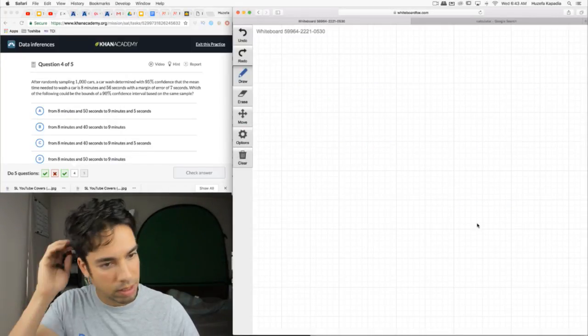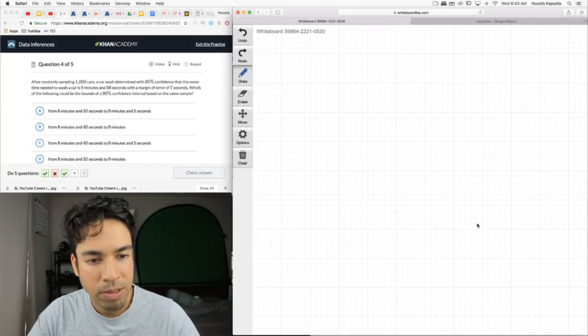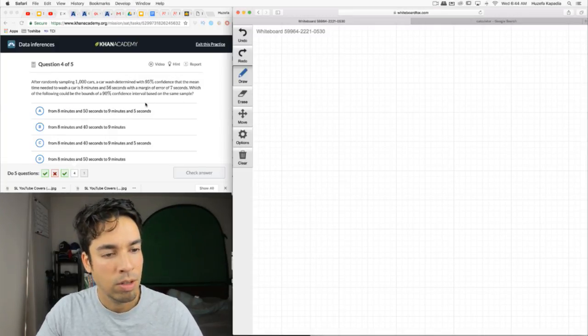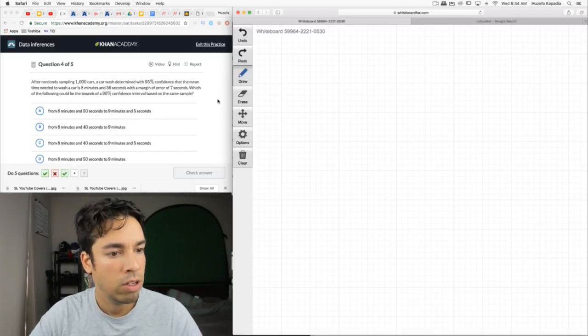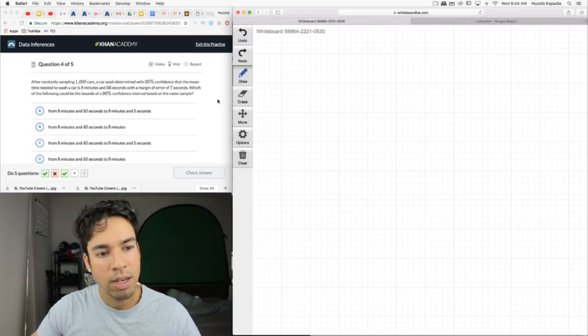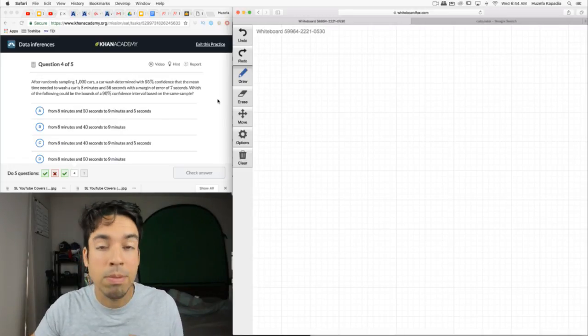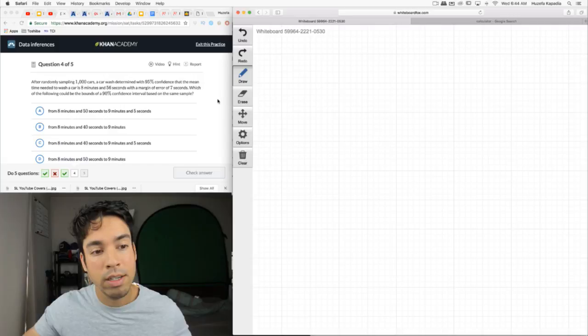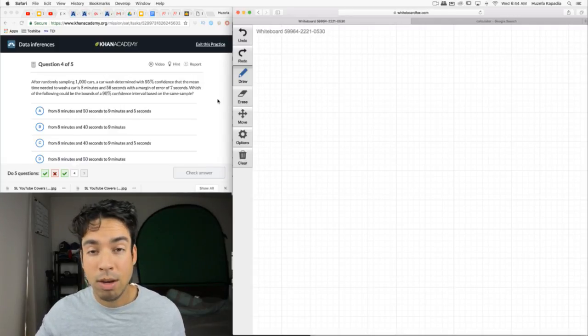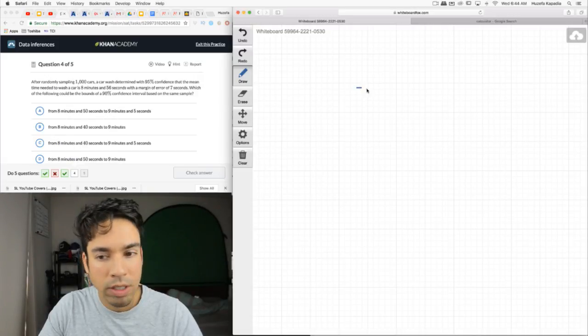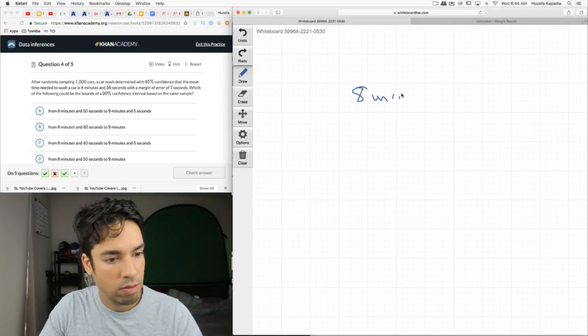After randomly sampling 1,000 cars, a car wash determined with 95% confidence that the mean time needed to wash a car is 8 minutes and 56 seconds with a margin of error of 7 seconds. Which of the following could be the bounds of a 90% confidence interval based on the same sample? So again, 90% confidence. Now we're tightening that margin of error range. We're trying to make a closer prediction. As we widen that margin of error, we can be more confident that we're probably in the ballpark. So if we have, we're still going to say 8 minutes and 56 seconds, right?